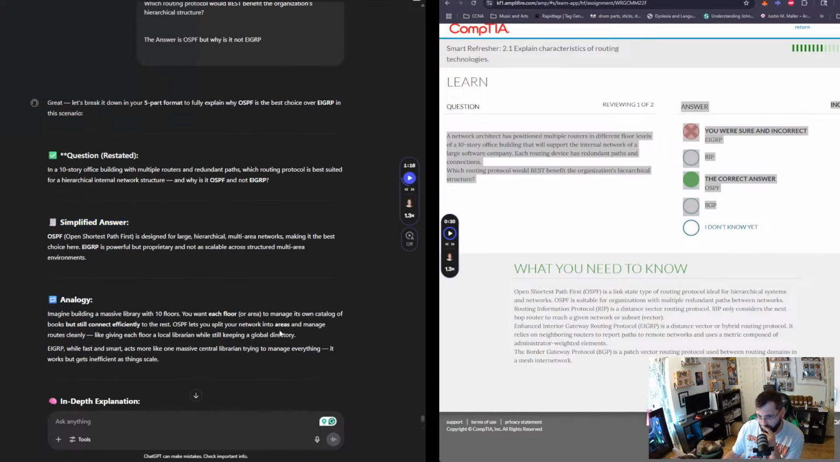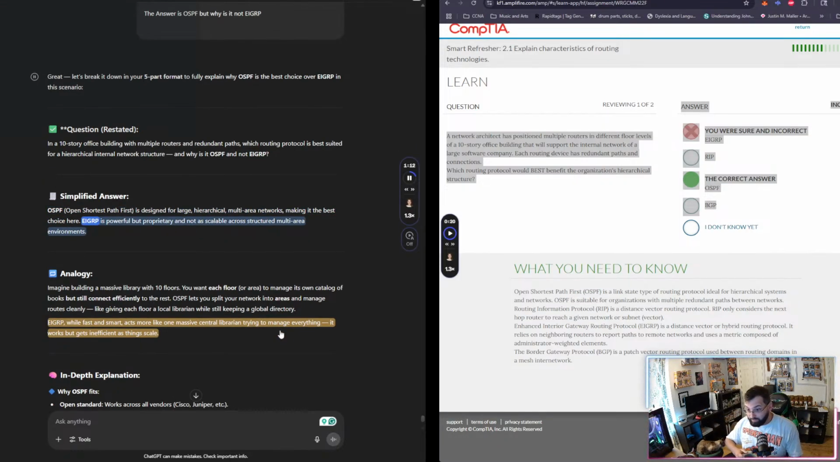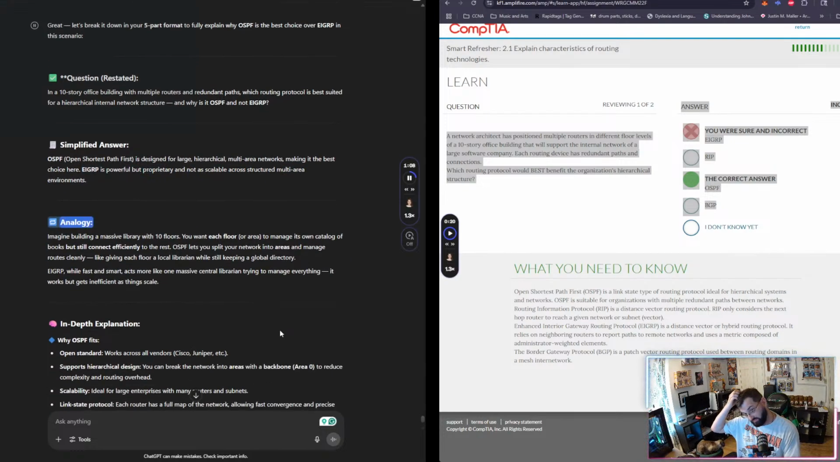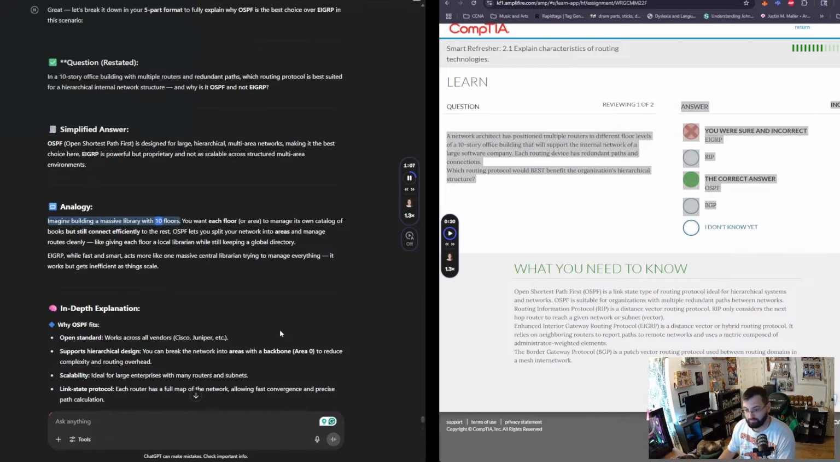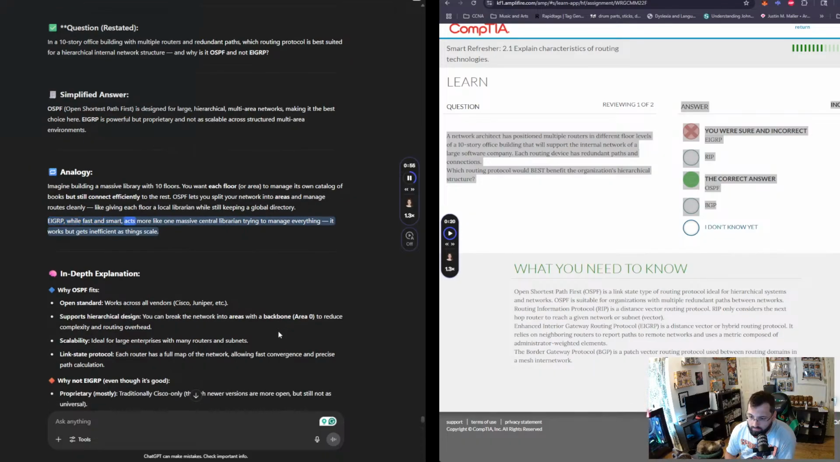Simplified answer. OSPF, Open Shortest Path First, is designed for large hierarchical multi-area networks, making it the best choice here. EIGRP is powerful but proprietary and not as scalable across structured multi-area environments. Analogy. Imagine building a massive library with 10 floors. You want each floor or area to manage its own catalog of books but still connect efficiently to the rest. OSPF lets you split your network into areas and manage routes cleanly, like giving each floor a local librarian while still keeping a global directory. EIGRP, while fast and smart, acts more like one massive central librarian trying to manage everything. It works but gets inefficient as things scale.